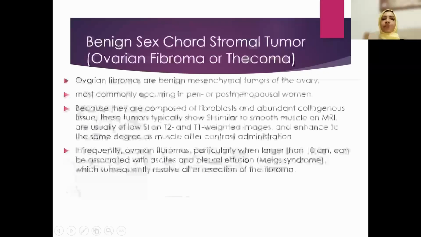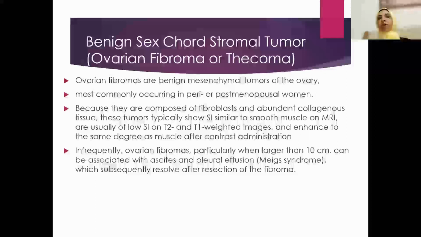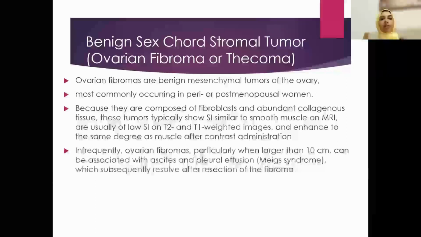That's a straightforward case of dermoid cyst being hyperintense on T1, completely suppressed on T1 with fat suppression. The second benign tumor is the sex-cord stromal tumor, which includes fibromas, thecoma, and fibrothecoma.